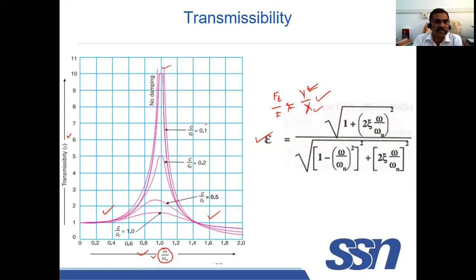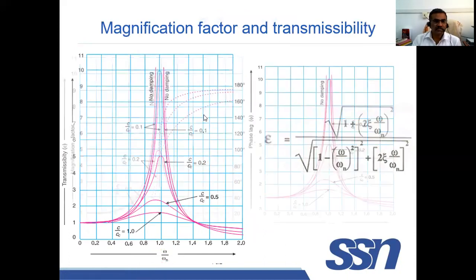Another is in terms of C by Cc, that is psi. When the psi value increases, transmissibility decreases. So it is inversely proportional. You have to understand these relations.